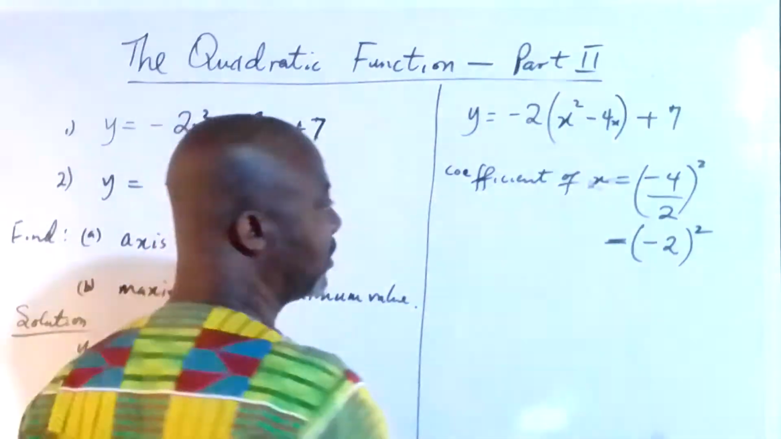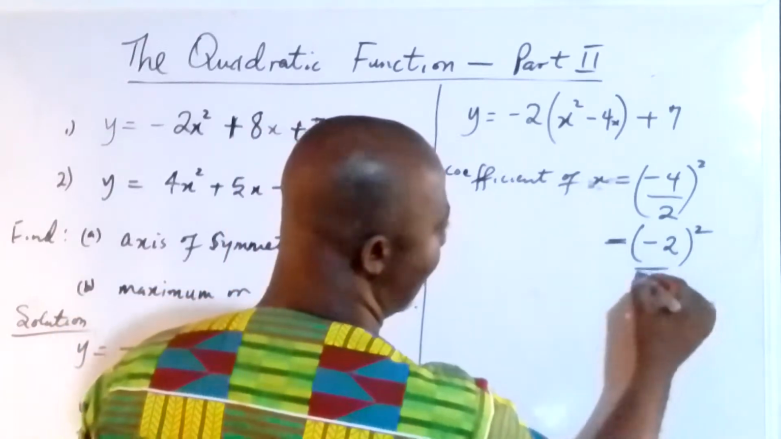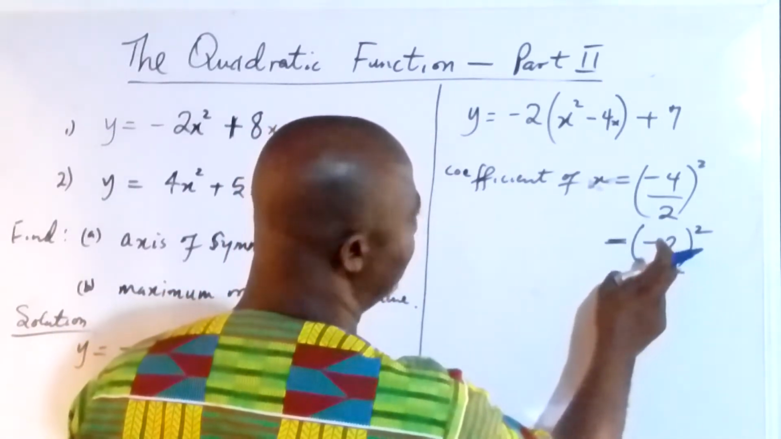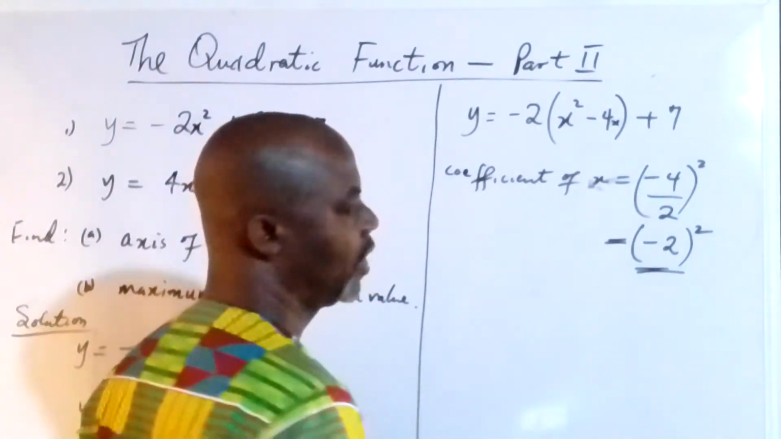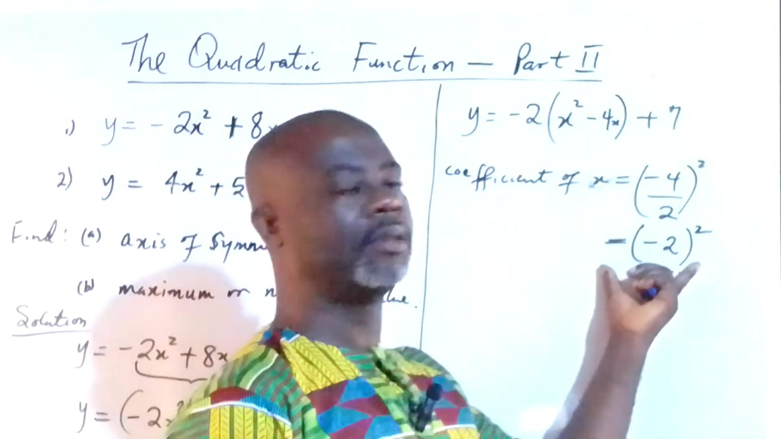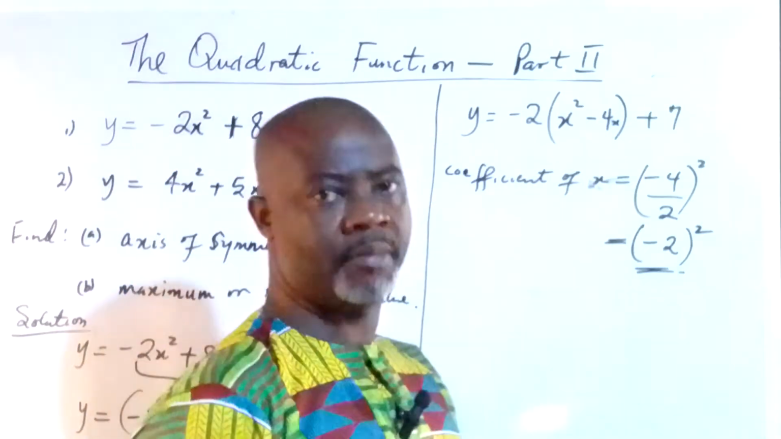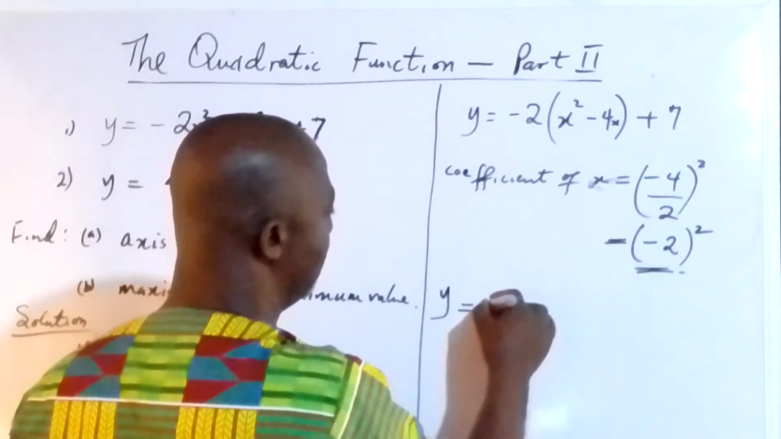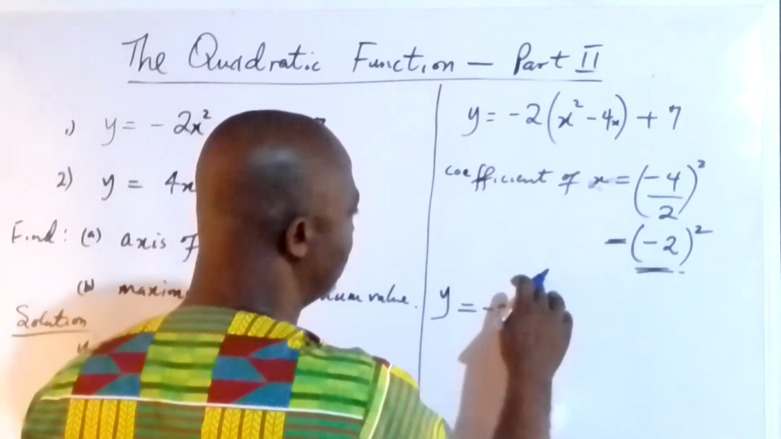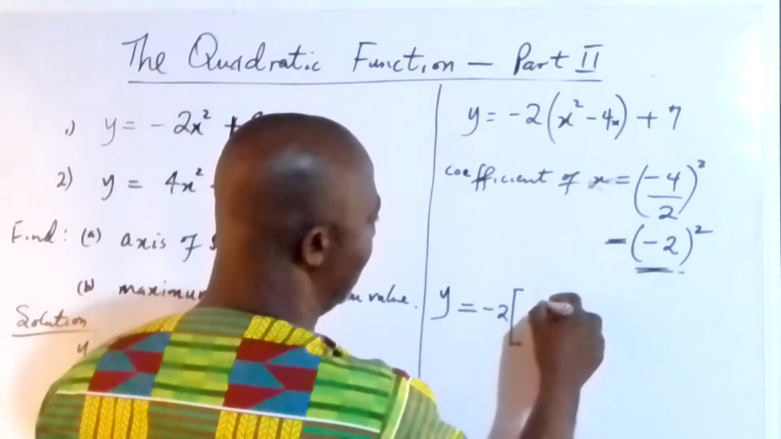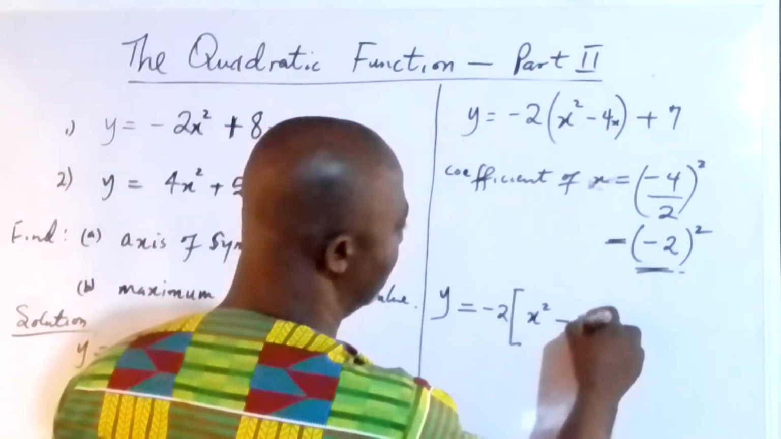So once I do that, what's next is that I'm going to introduce this into this bracket. How do I introduce it? By adding and subtracting the squared term into the bracket. So I have y equal to minus 2, open bracket. I'm going to use a square bracket, okay? Open bracket, x squared minus 4x.